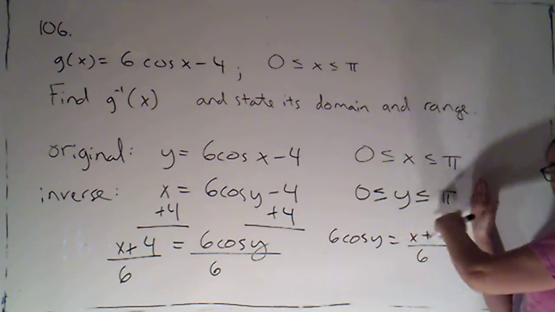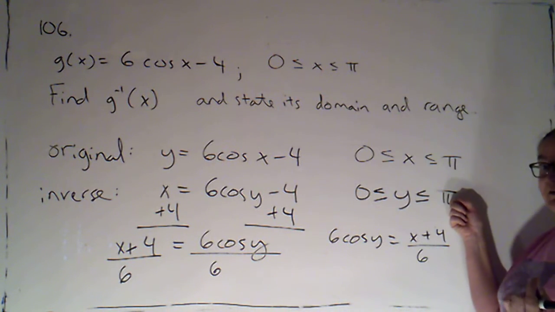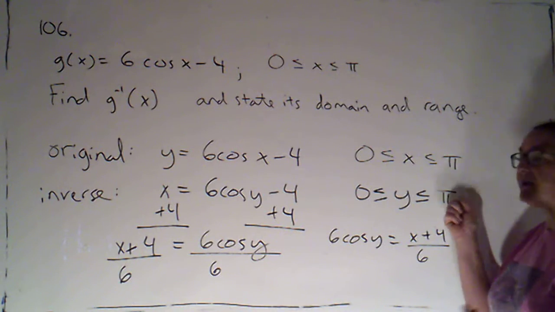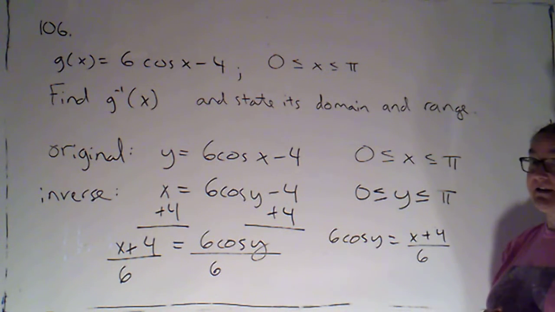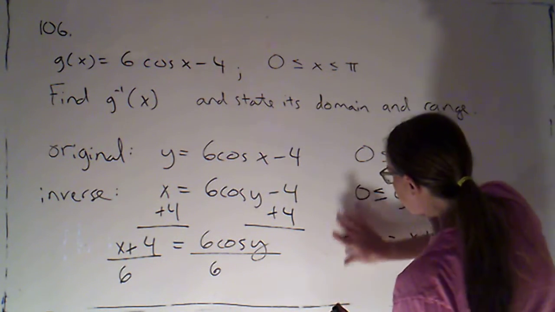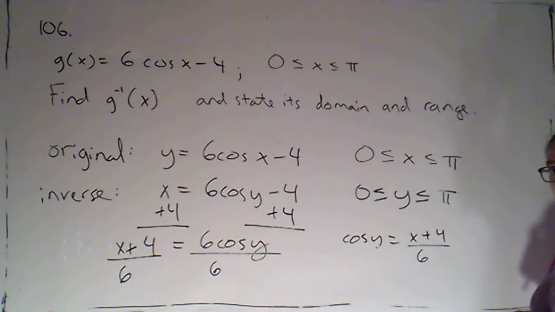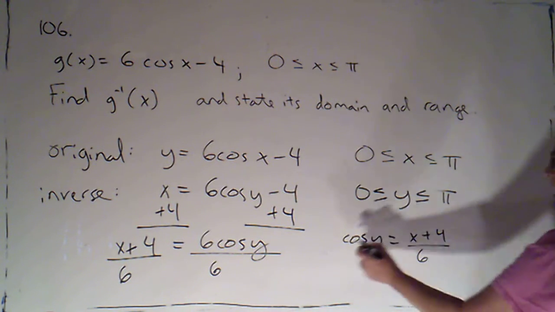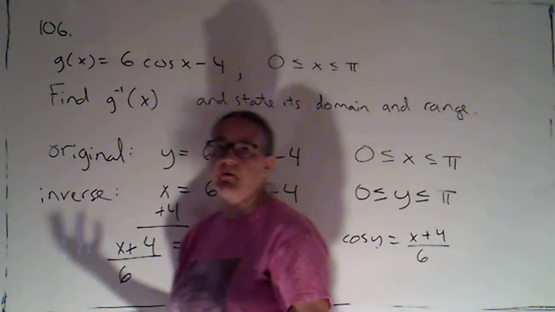So we've got cosine y is equal to x plus 4 over 6. I'm not bothering to write this restriction every single time, but that is always understood to be part of this formula, and I'm going to want to make sure that I include it in my final answer if necessary. Whoops, I'm sorry. I divided by 6, so that 6 isn't there anymore. So now I still want to solve for y. I know cosine of y is this thing. I want to undo cosine.